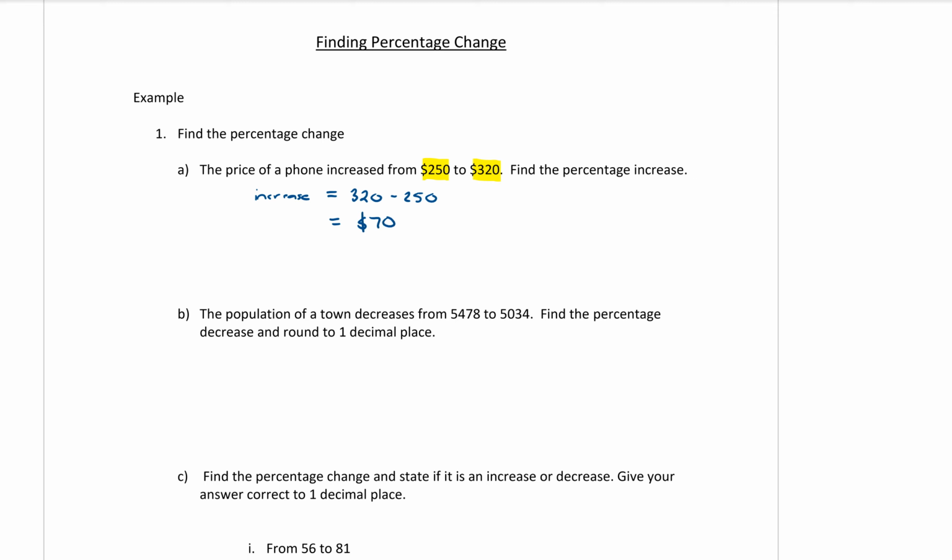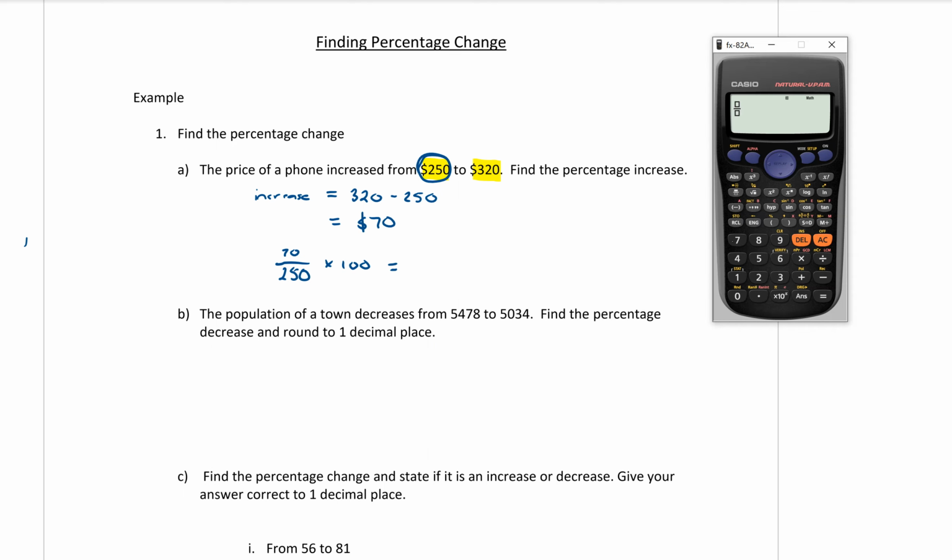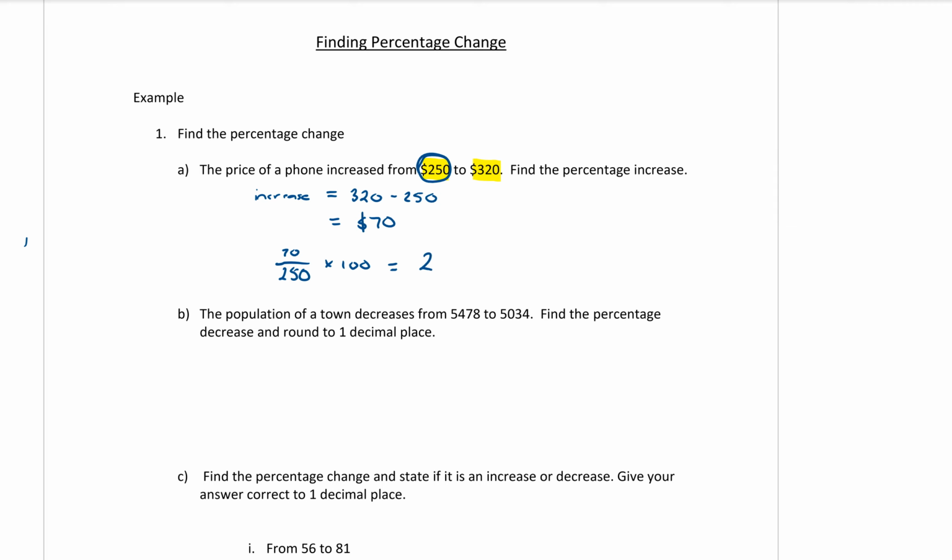To find that increase as a percentage, we start with the $70 and we're going to make it into a fraction. We put it over the original price of the phone, which is the first number that we're given in the question, the $250. To turn a fraction into a percentage, we multiply by 100. Then we need to type that into our calculator to work out what that equals. So 70 over 250 times by 100 equals 28%. Okay, so it was a 28% increase on the price of that phone.